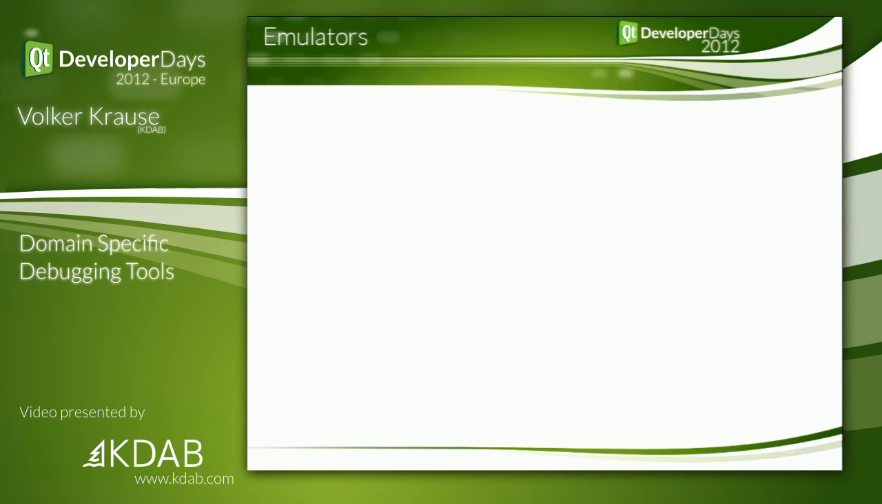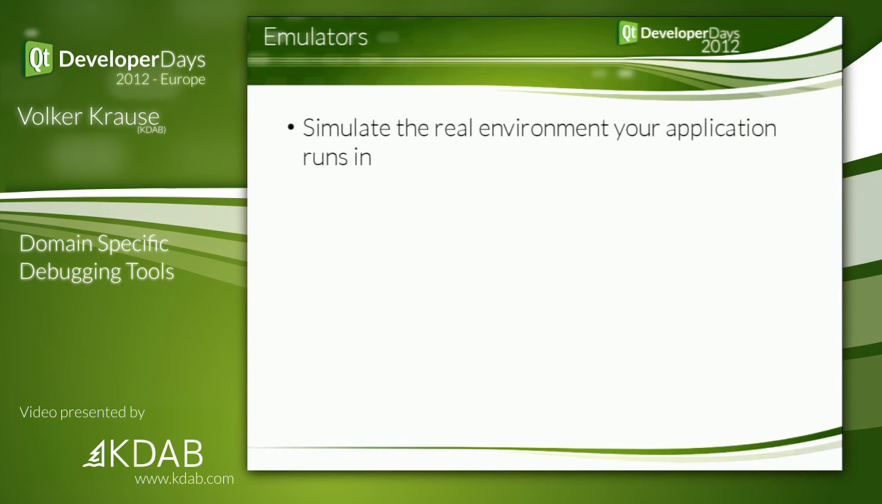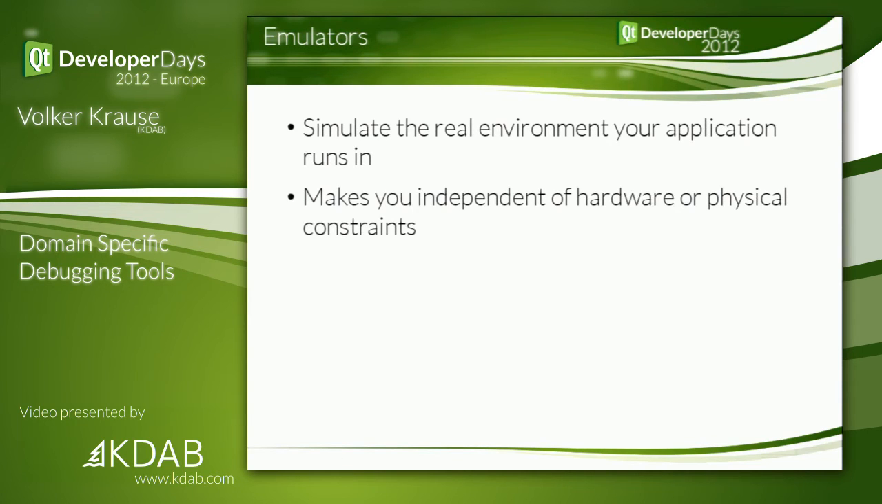Okay, then we have another category to look at, and that's emulators. So emulators are something that simulate the environment my application is running in. Most often that means simulating hardware or anything that is hard to reproduce or not available or very expensive, but which allows me to develop for that system. And it makes me independent of, for once, the hardware, if I want to simulate that, but also physical constraints. So very useful to simulate corner cases that shouldn't happen.